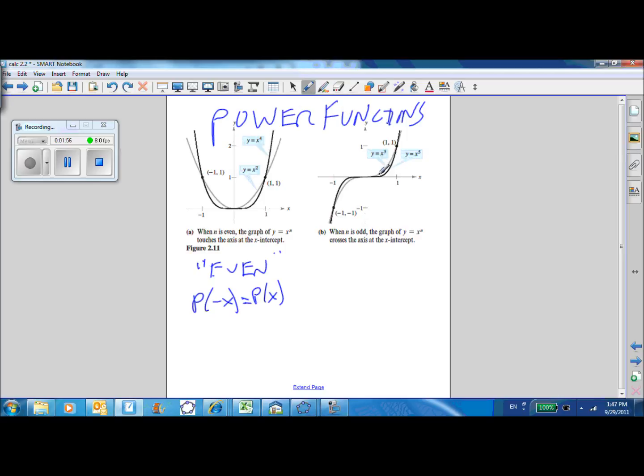Now, with these power functions, if we use odd powers, you end up going to opposite infinities like this. You still cross the x-axis at (0, 0). But you lose that even symmetry and you create odd symmetry. P of negative x equals negative P of x for an odd degree power function.